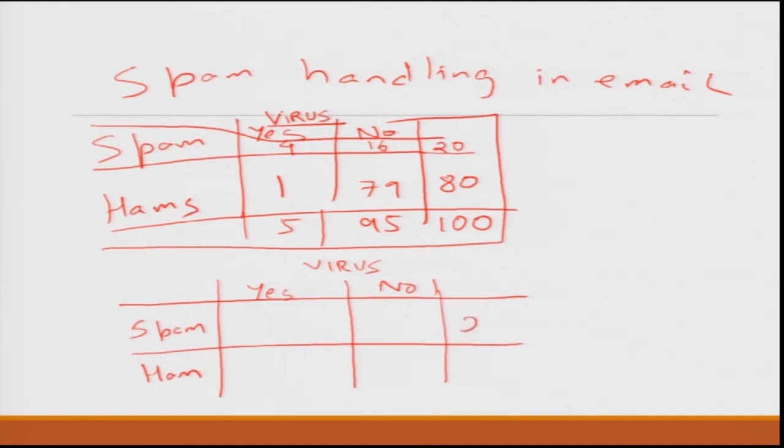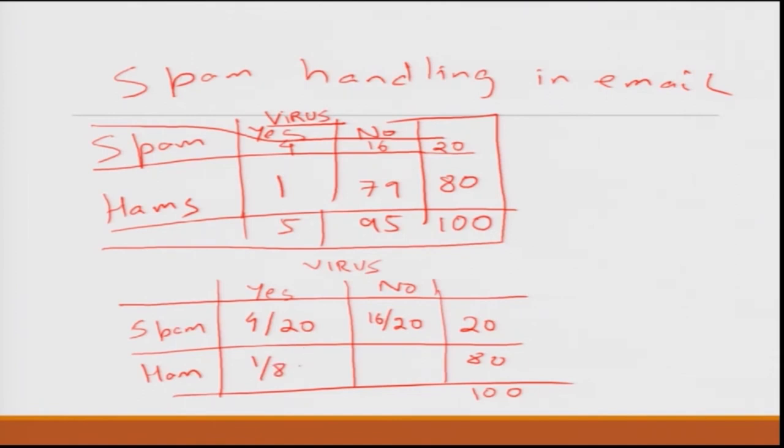So, you had 20 points here, you had 80 here, this was 100. So, you divide each of them by this. This becomes 4/20, this becomes 16/20, this becomes 1/80, this becomes 79/80, this becomes 5/100, this becomes 95/100.